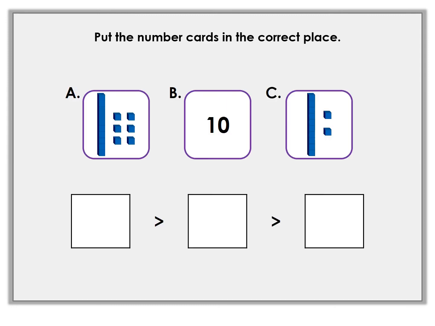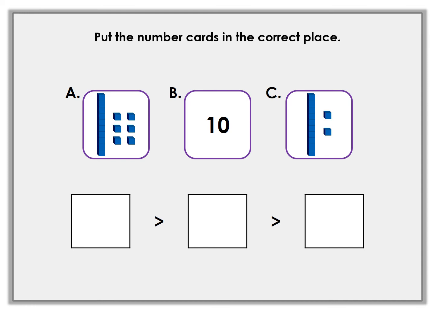Super. And then it says here, put the number cards in the correct place, and you can see now we've got some symbols here. We've got the greater or less than symbol. Okay, so we need to start with our greatest number, because the greater crocodile is pointing to that first box. So it needs to be the greatest to the smallest or to the least, okay?